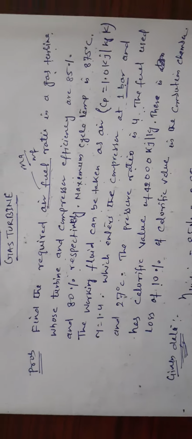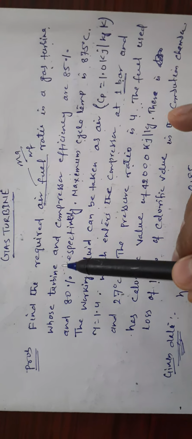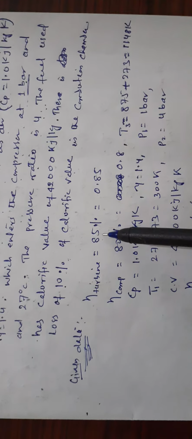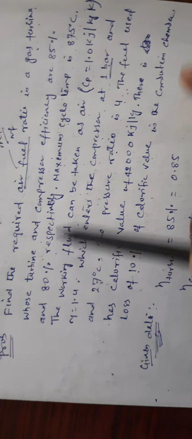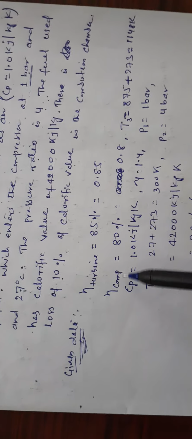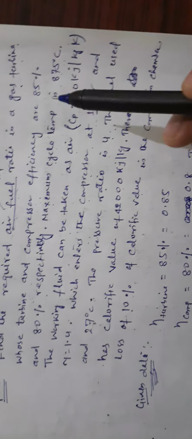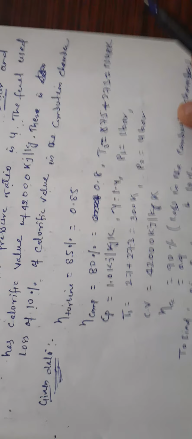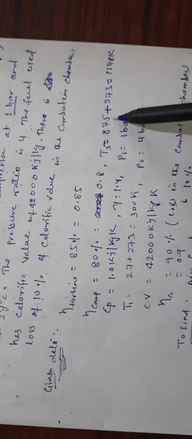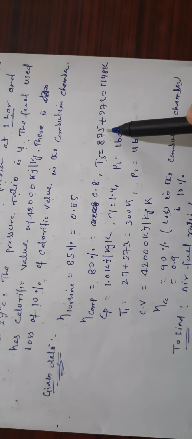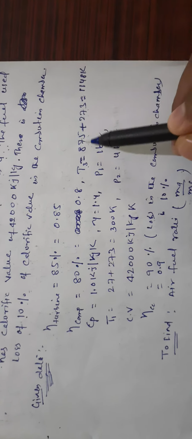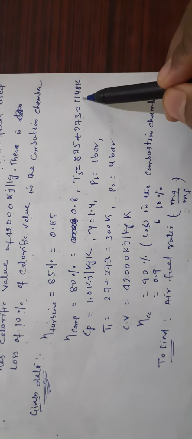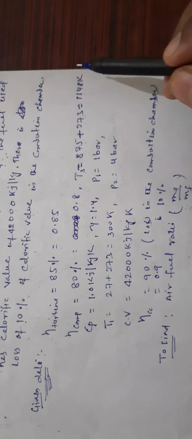Here is the given data. First, the turbine efficiency is 85%, which is 0.85, and the compressor efficiency is 80%, which is 0.8. The maximum temperature T3 is 875 degrees Celsius, which we convert into Kelvin by adding 273. So 875 plus 273 is 1148 Kelvin.